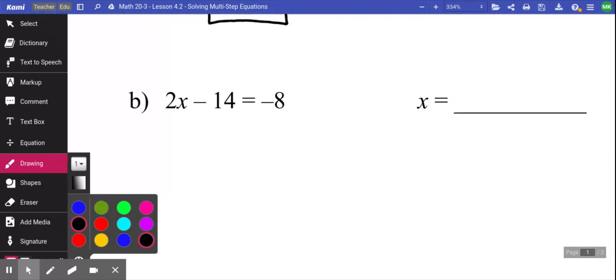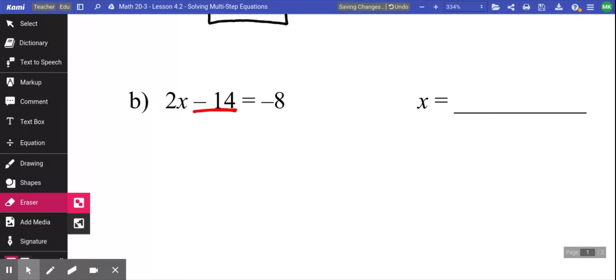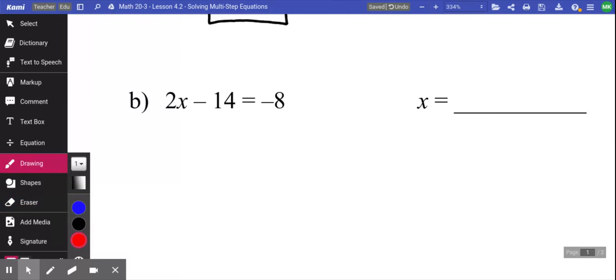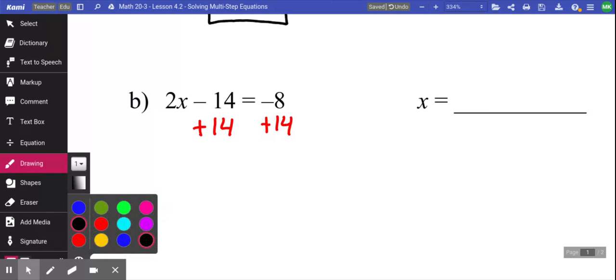If we look at B, there's 2 numbers I have to move. I have to move this 2 to the left side or to the right side of the equal sign, and I have to move this minus 14 to the right side of the equal sign. You need to move the minus 14 first. The opposite of subtract 14 would be, yeah, so you add 14 to both sides. You get 2x equals 6. Because those 14s will cancel out.